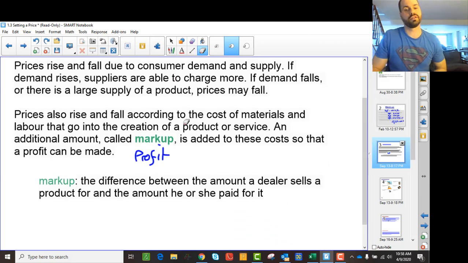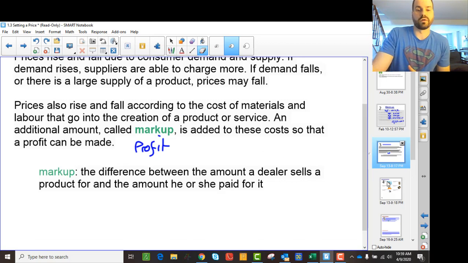All right. So markup is the difference between the amount the dealer sells a product for and the amount that they paid for it. Either they paid the production costs and they made it, or they paid for it from somebody who made it, if that makes sense. So for example, I could buy t-shirts from a company, I could put something on them that would cost me a certain amount of money, and then I could sell them again for more money. So I would be marking that up so that I can make money on my product.